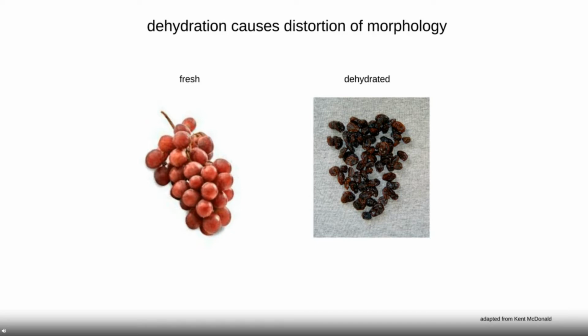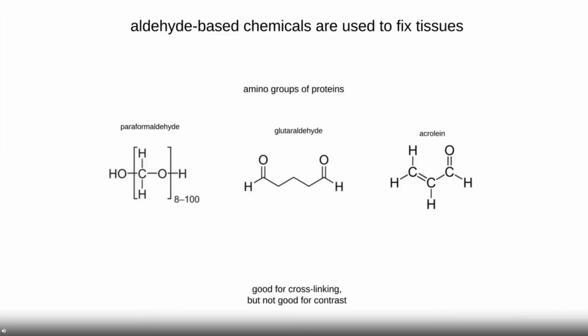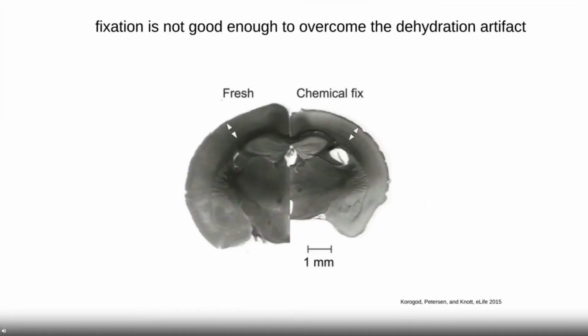And so in order to avoid this, what people typically do is to fix structures using aldehyde-based fixatives, right? And so you can actually cross-link tissues, cross-link molecules, so that you can retain certain structures. But this is still not good enough. In fact, this example from Graham Knott's lab, looking at brain slices from mouse, comparing fresh tissue to the chemically fixed tissues, you can see the size difference. You are basically shrinking tissues just by chemical fixing.